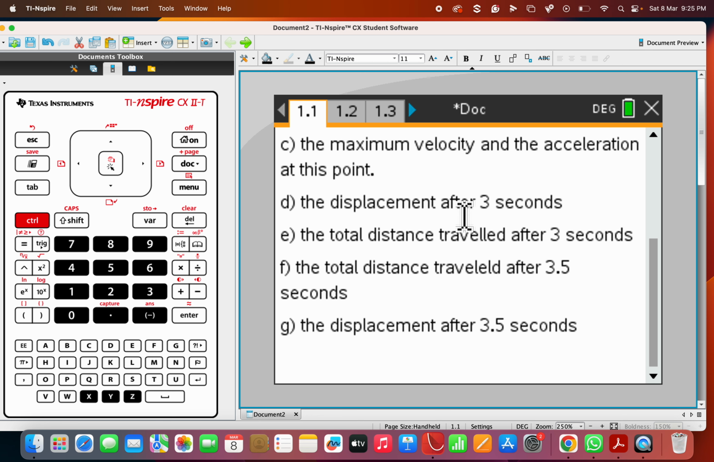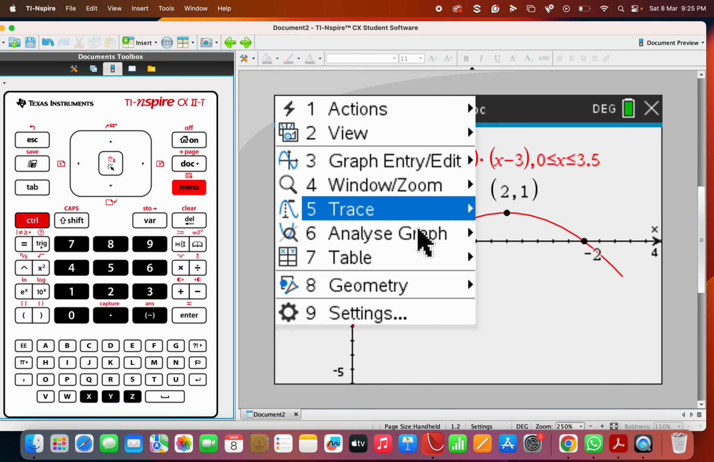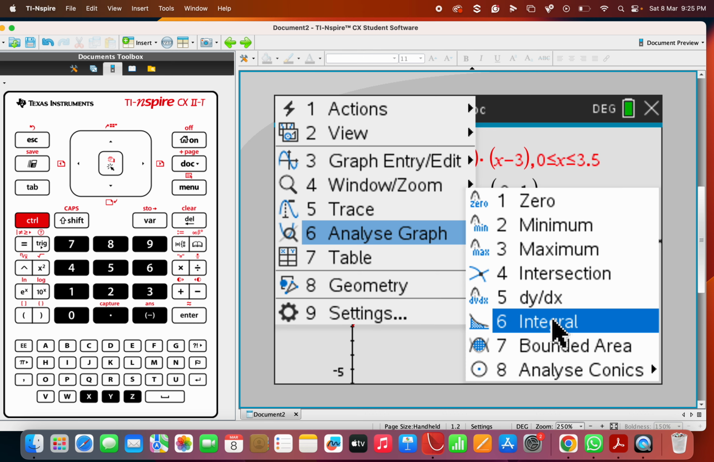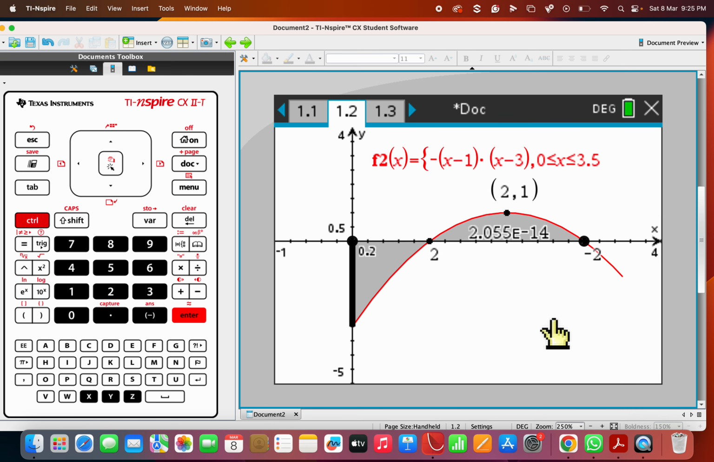Okay, the displacement after 3 seconds. So displacement is the area under the velocity time graph. Menu, analyze, integral. And 0, enter, 3, enter. There we go. And can you see that? It looks like we've gone 2 seconds, and there we've done the first second here, then the next second here, and that is telling us that pretty much we think that the displacement is 0.